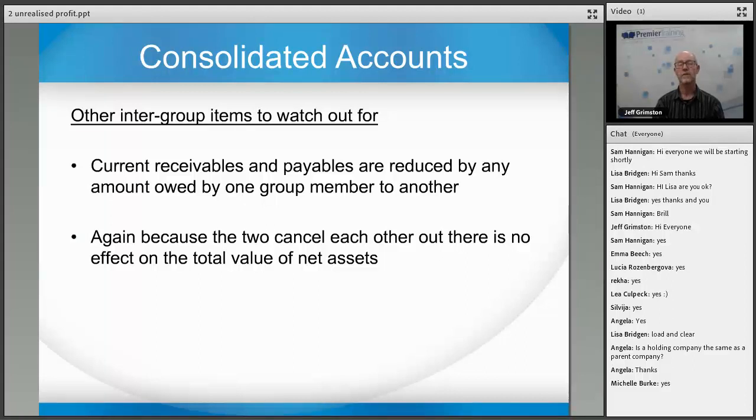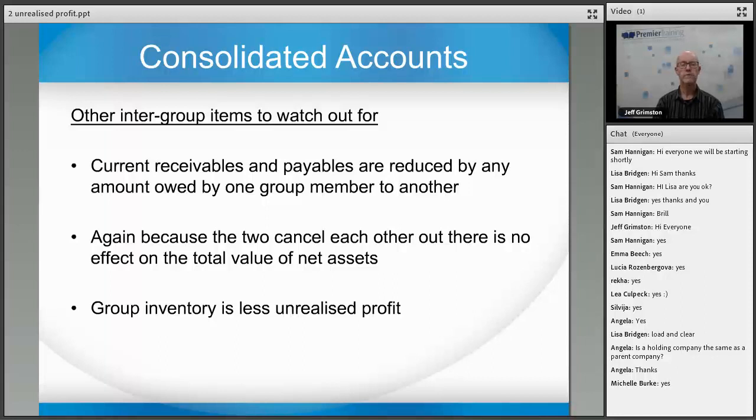We've mentioned that the group closing inventory isn't worth as much as we thought it was. So when we come to do the statement of financial position, that will need to be adjusted for the unrealised profit. And then one final type of transaction within the group that we frequently meet.